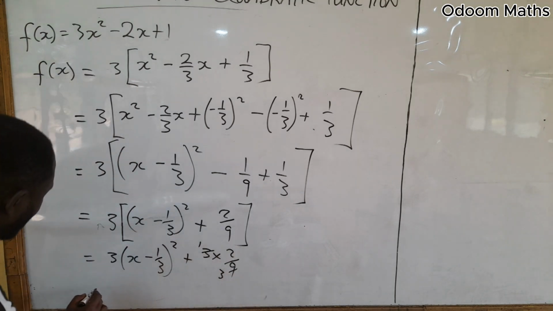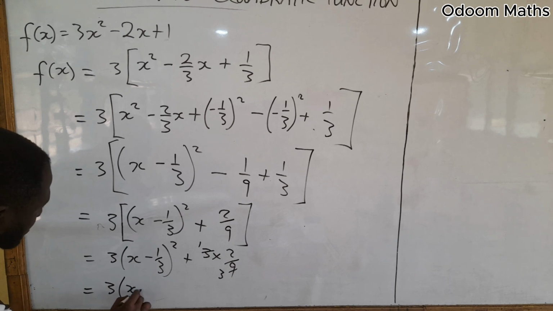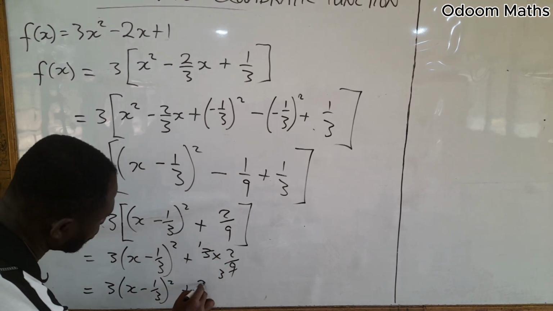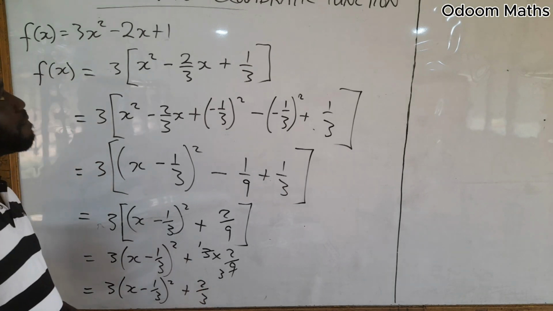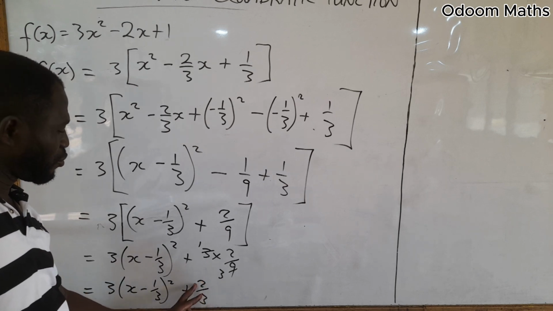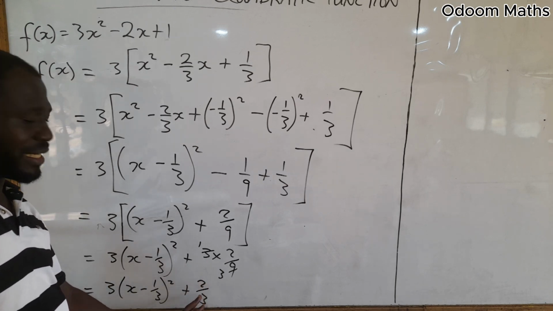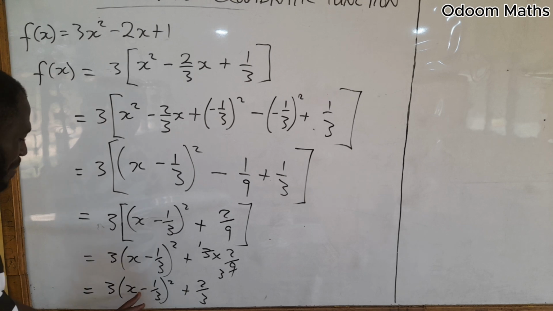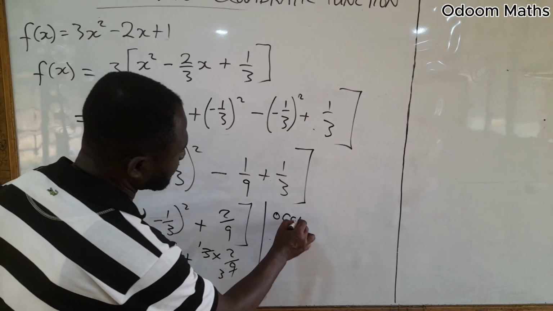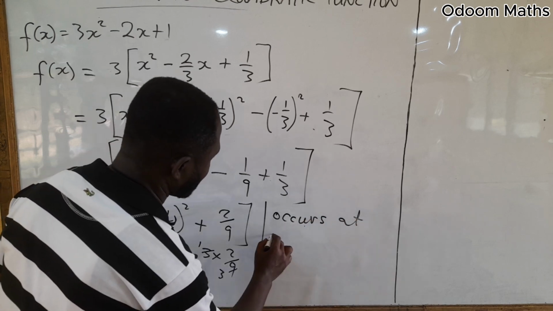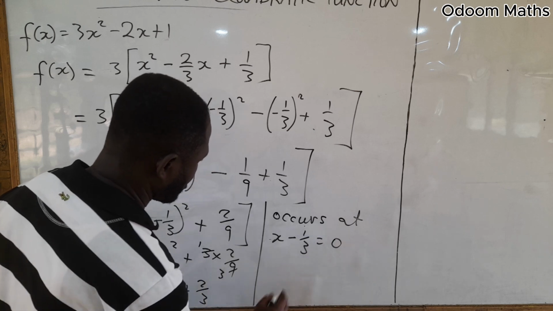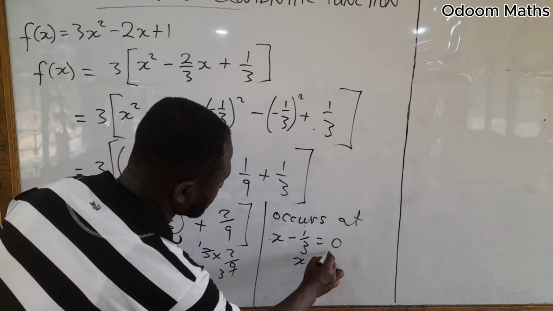So we have 3 into brackets x minus 1 over 3 squared plus 2 over 3. Therefore, the minimum value is 2 over 3 and occurs at x minus 1 over 3 equals 0. In this case, our x becomes 1 over 3.